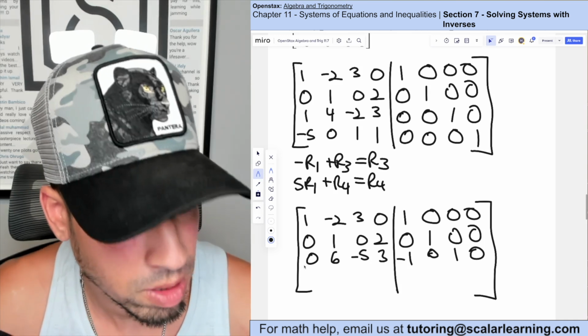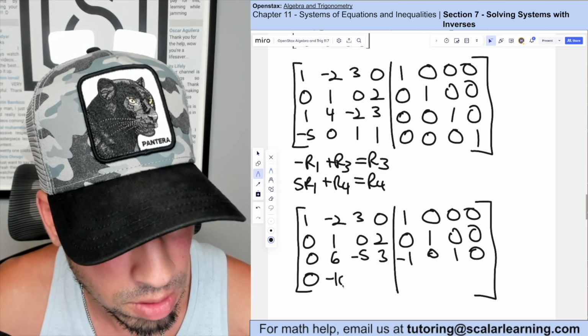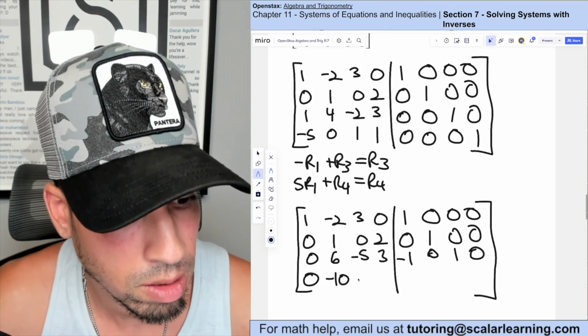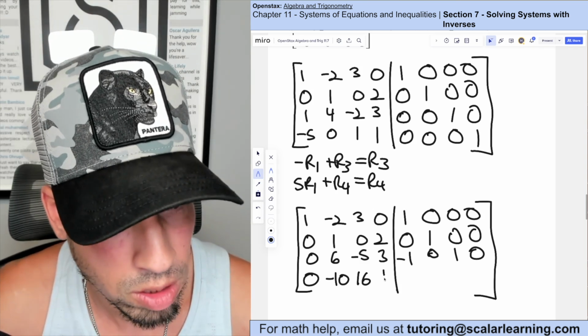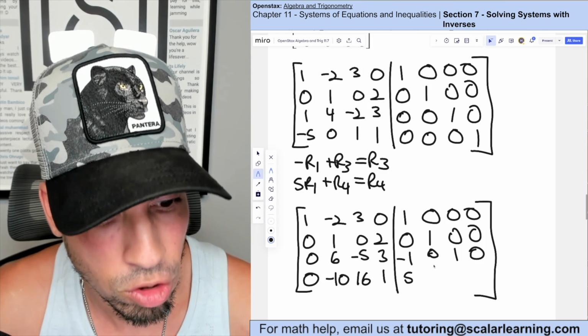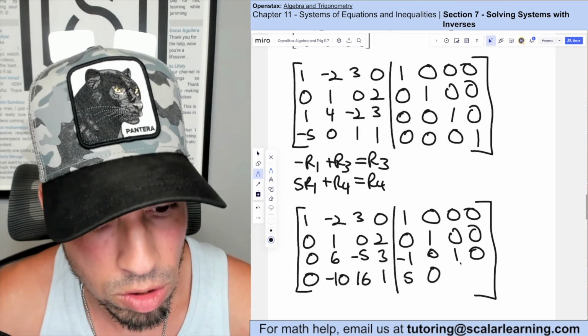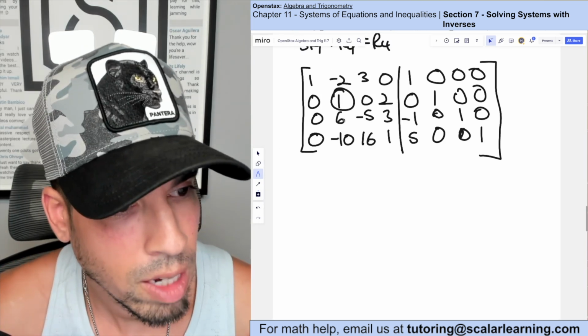5 times 1 plus negative 5 is 0. 5 times negative 2 is negative 10 plus 0, negative 10. 5 times 3 is 15 plus 1 is 16. 5 times 0 is 0 plus 1 is 1. Then we got 5 plus 0 is 5. And then we got 0 plus 0, 0 plus 0, and 0 plus 1, which is 1. Great.